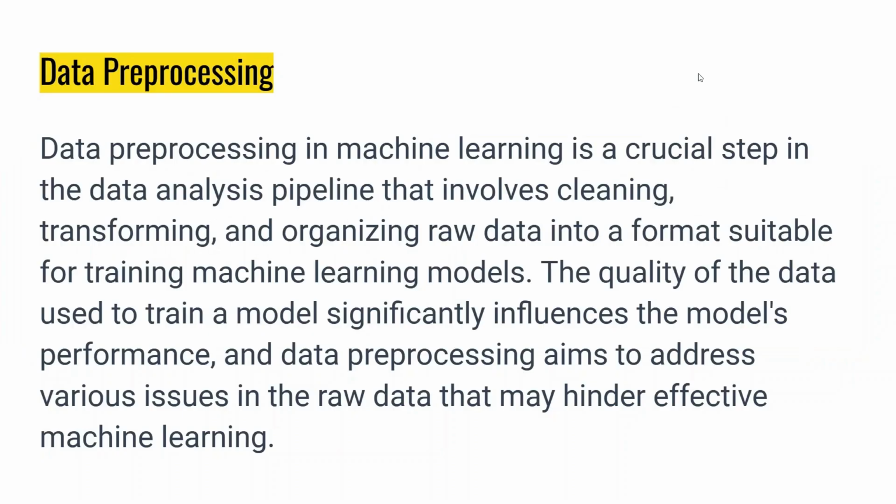Today we will discuss machine learning session 8: data pre-processing. Data pre-processing in machine learning is a crucial step in the data analysis pipeline that involves cleaning, transforming, and organizing raw data into a format suitable for training the machine learning models. The quality of the data used to train a model significantly influences the model's performance, and data preprocessing aims to address various issues in the raw data that may hinder effective machine learning.